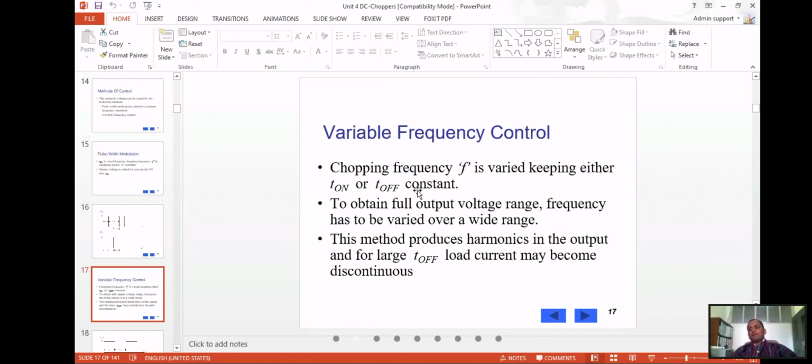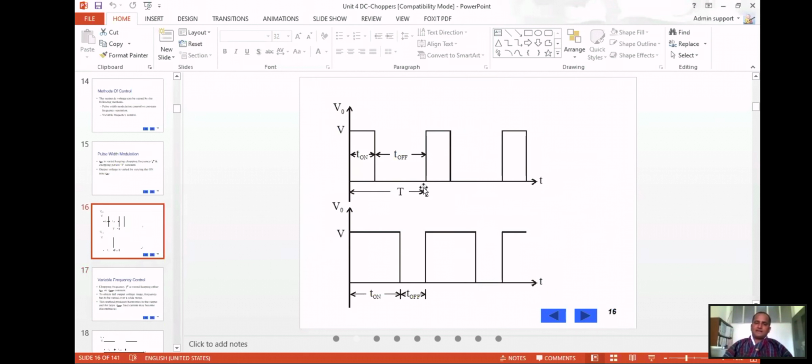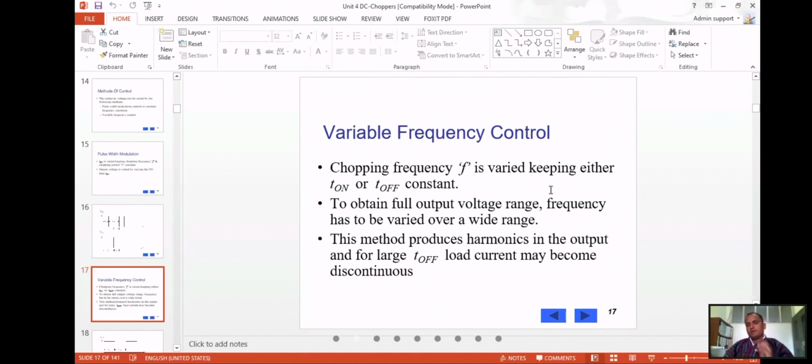The other one is variable frequency control. In variable frequency control, the chopping frequency is varied. It means that the time period is varied. This time period can be somewhere here, or it can be somewhere here, but the time T on can be kept constant. So to obtain the full output voltage range, frequency has to be varied.